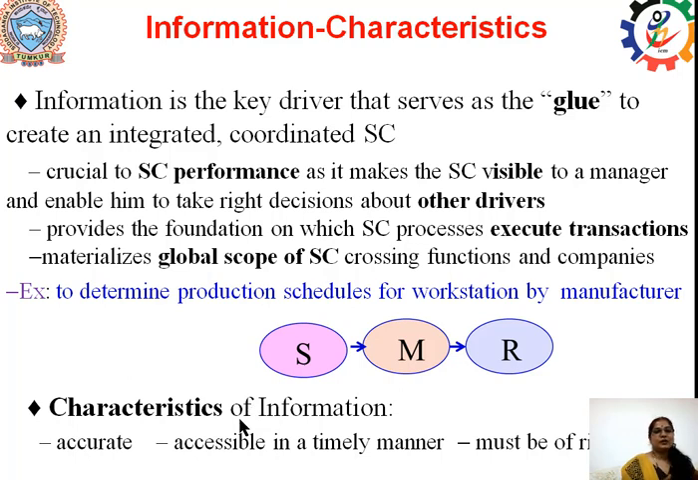Now, what are the desired characteristics of information? First is that it should be accurate. As far as possible, 100%. If not 100%, very near to that. Next, accessible in a timely manner. In the sense, if the information is accurate, it is not enough. It should be available on time. There should not be any delay. Today, some information is needed for taking some decision, and I am getting it tomorrow. It is of no use.